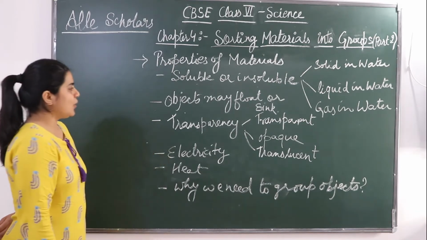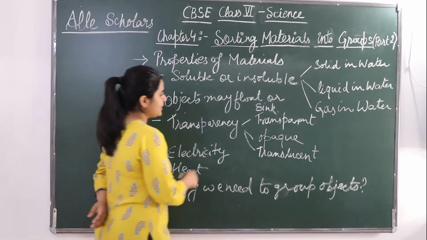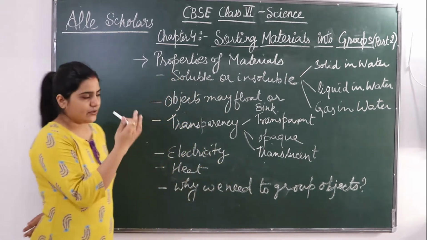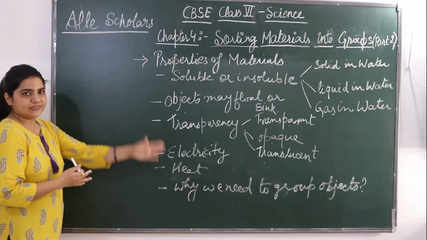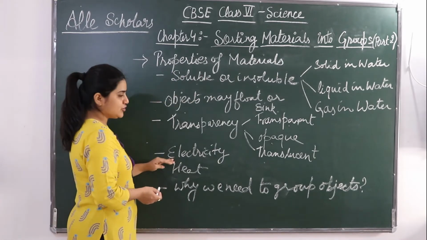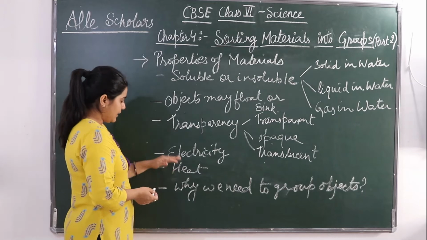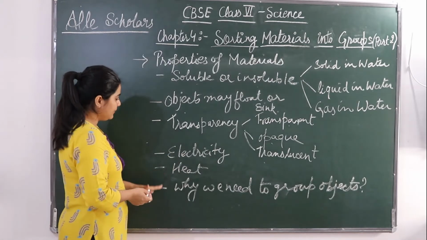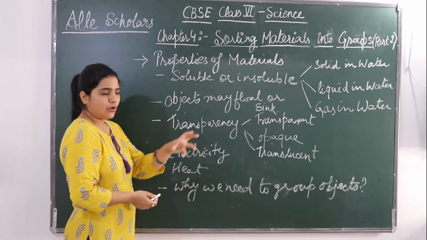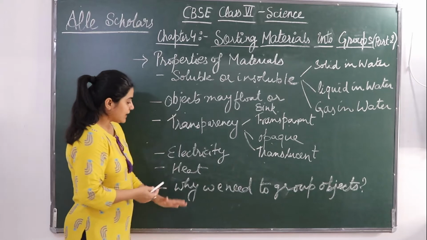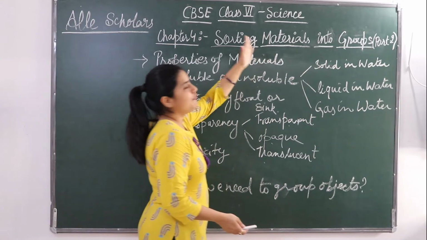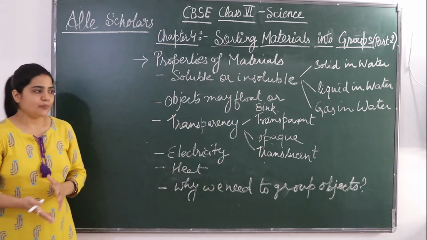Next we will discuss transparency. Transparency can be of three types: transparent, opaque or translucent. We will discuss all three categories. Then we will see the properties of materials based on heat and electricity, whether they are a good conductor of heat or a bad conductor, and whether they conduct electricity well or badly. At the end, I will tell you why grouping of materials is done, why we need to group objects.